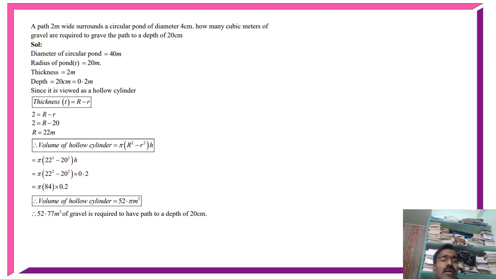Capital minus smaller, so we have 2, that is 2 meters. So we have the formula for a hollow cylinder: pi times (capital R square minus small r square) times h, that is pi into 22 square minus 20 square. According to the formula, 20 is given because the width is given, so capital R is 20 plus 2, which is 22, because if we transpose this side, 20 plus 2 is 22. So 20 is the smaller radius and 22 the bigger radius. Substitute and multiply, then we get 52 pi meter cube of gravel needed for a path of depth 20 centimeters.